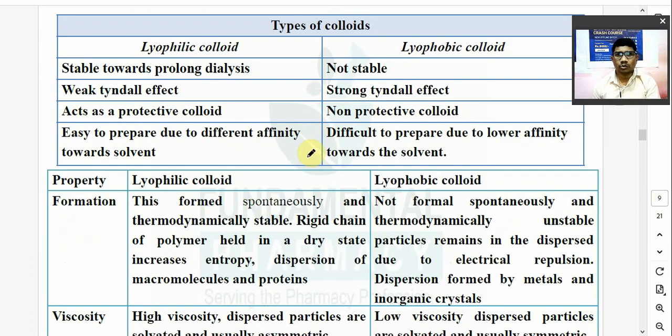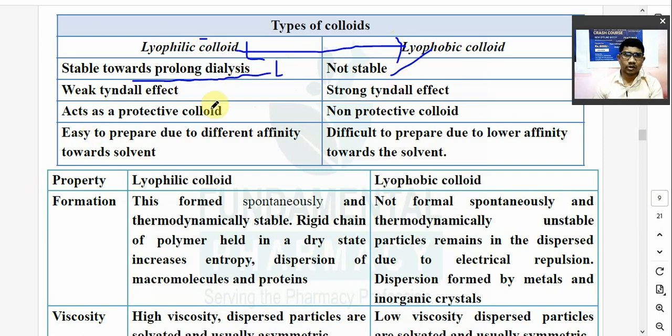Types of colloids: lyophilic and lyophobic colloids. Lyophilic colloids are stable toward prolonged dialysis. For lyophilic colloids, dialysis is not so easy. They are stable to prolonged dialysis. Lyophobic colloids are easily dialyzed, not stable.